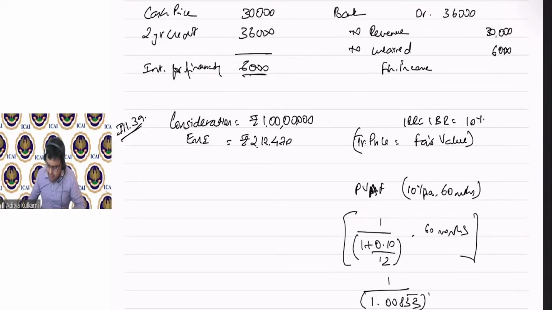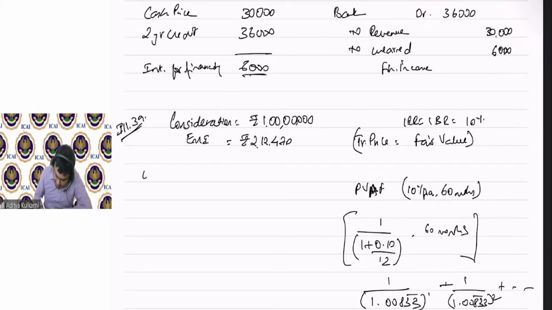This you will do: 1 divided by 1.00833 raised to 1, plus 1 divided by 1.00833 raised to 2, plus etc., till 60. So the total of that comes to, you can check this out by yourself, 47.065,369,023752.